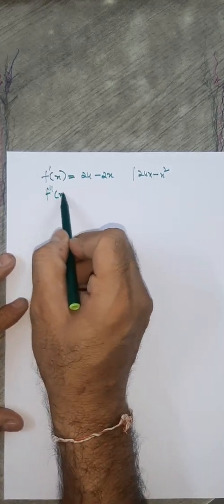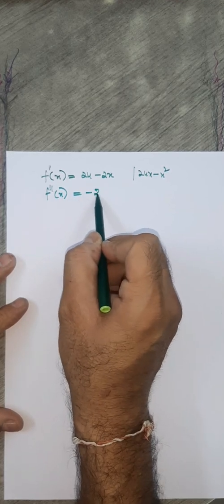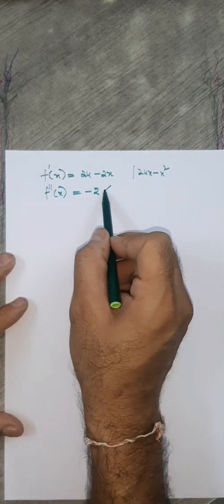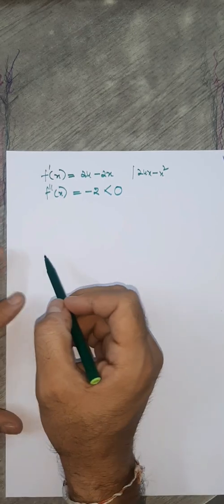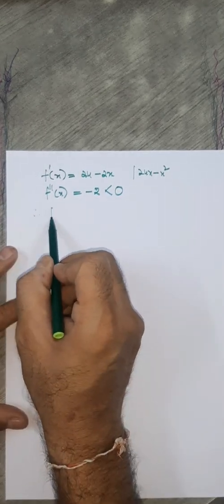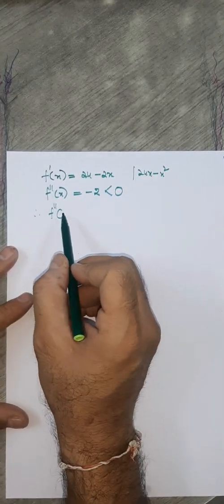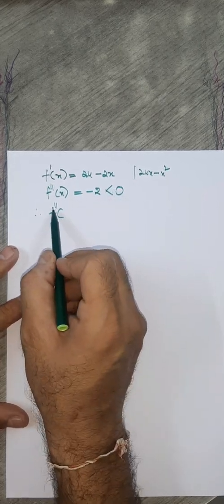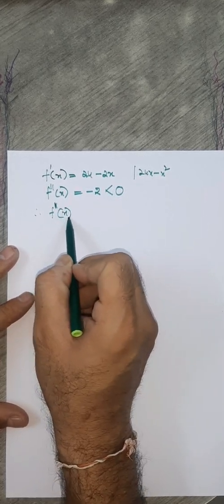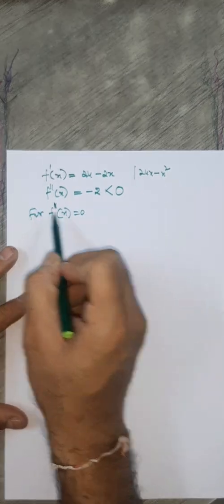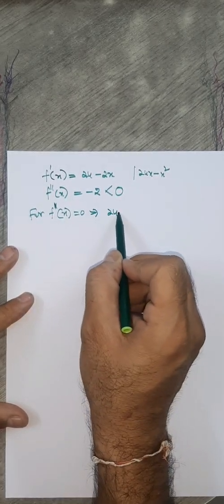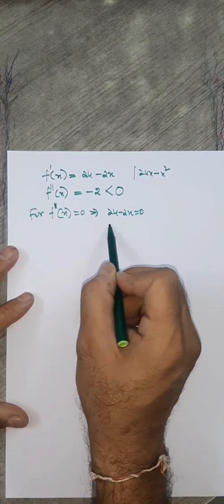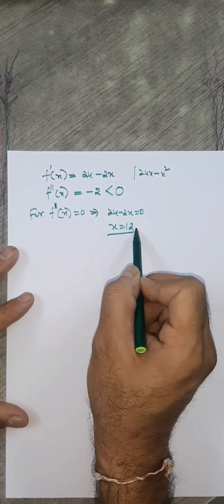Double derivative: you have minus 2, this is 0, and this is always negative. That means the function will have which value? Here it is negative, therefore the maximum value. Now for f dash x equals 0, it implies 24 minus 2x equals 0. So therefore x is 12.